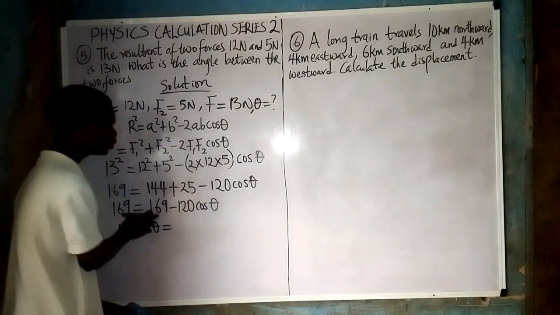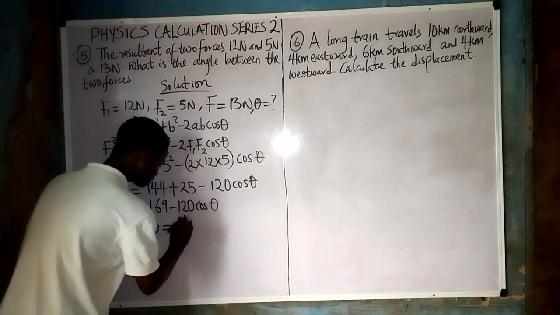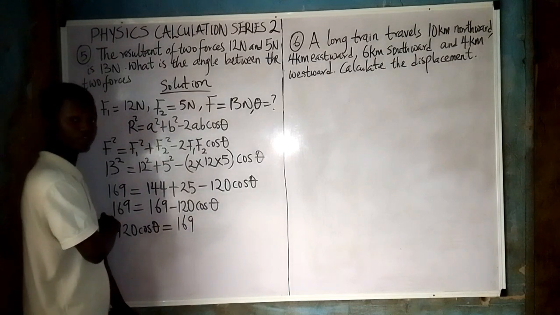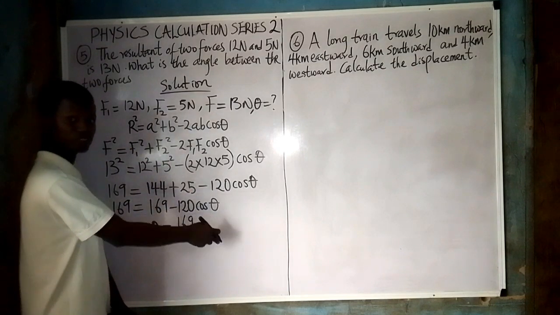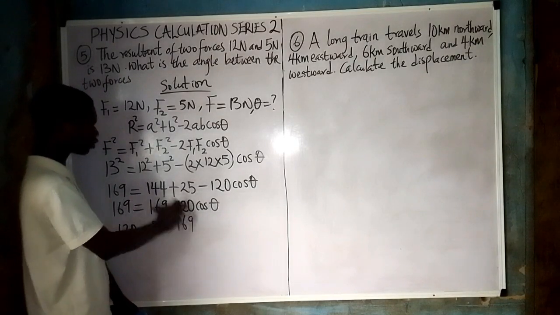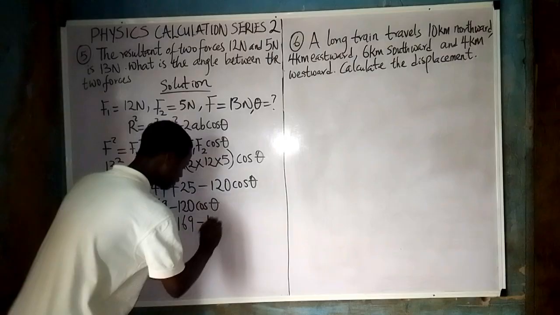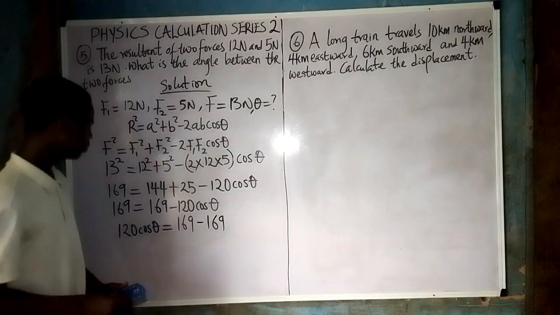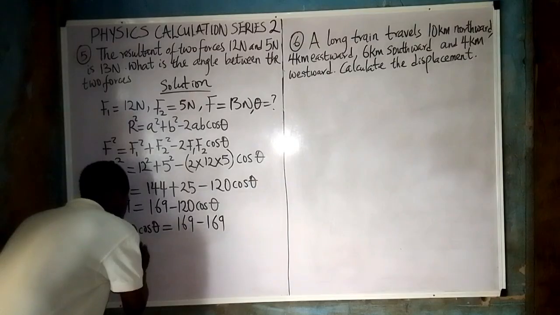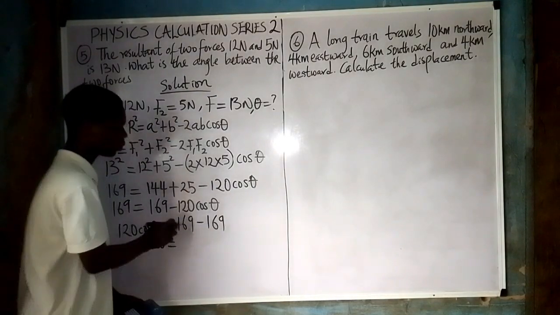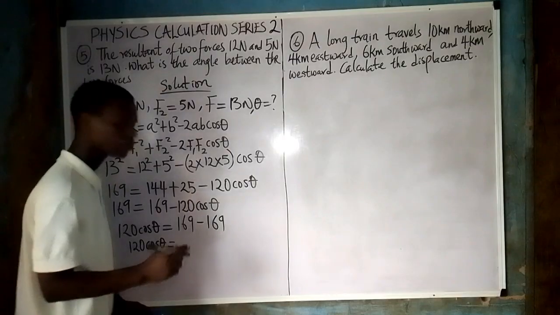Then what do you have here left? You have 169. Is it not? Now the 169 that is here, we have to leave, I'm going to miss its pair on this side. So when this 169 crosses this equality sign and comes this way, it will become negative 169. Are you seeing that? So what will now happen from here? Let's see. 120 cos theta will now be equal to 169 minus 169, which gives us 0.